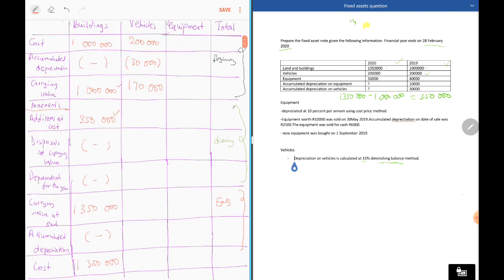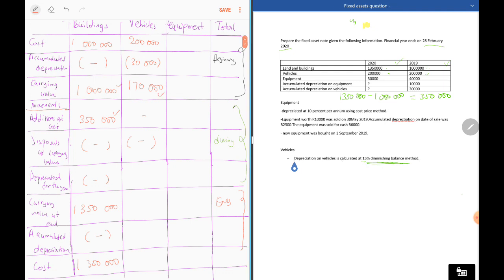Did we have any additions? The cost price is still the same, so we did not add anything, right? It also means we did not dispose of any vehicle, right? Because the cost price is still the same. Sorry for putting the bracket under cost. And then depreciation for the year. Let's calculate depreciation for the year. Because we did not add anything or sell anything, depreciation for the year will be based on old vehicles, and it's calculated using the diminishing balance method.